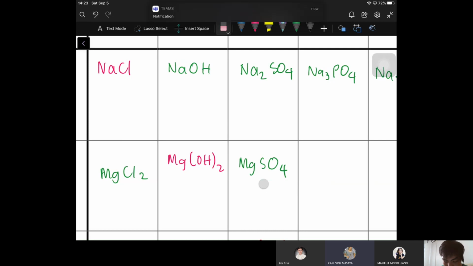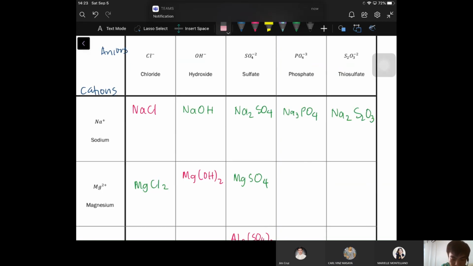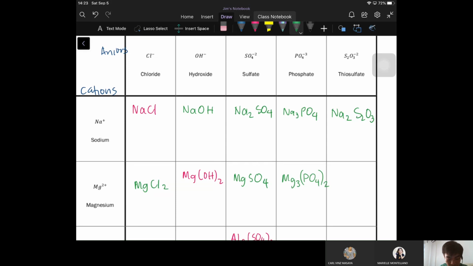Okay, so yan. Phosphate, no? So, criss-cross lang natin yan. Mg3(PO4)2. Okay. So, ito naman, di natin to masisimplify pa. Hindi na natin yan masisimplify further, kasi 2 and 3, irreducible sila, di ba? So, as is na yan.